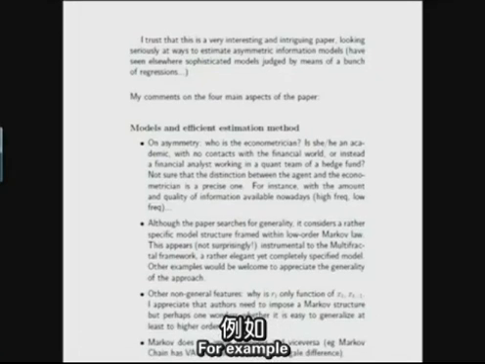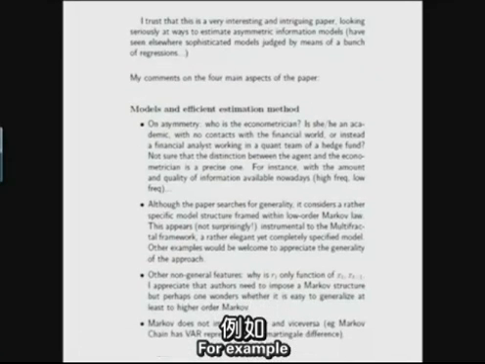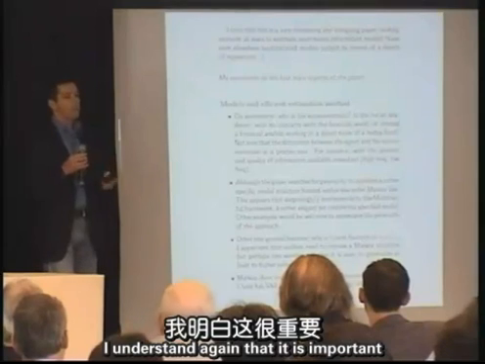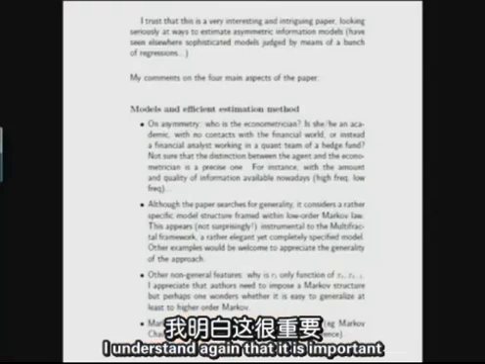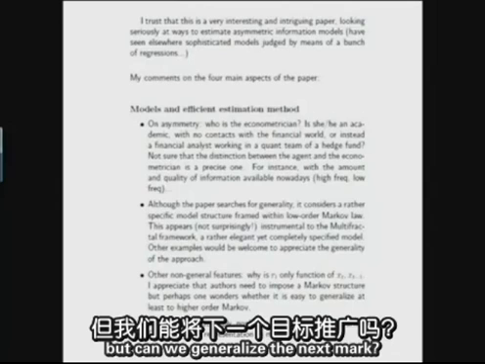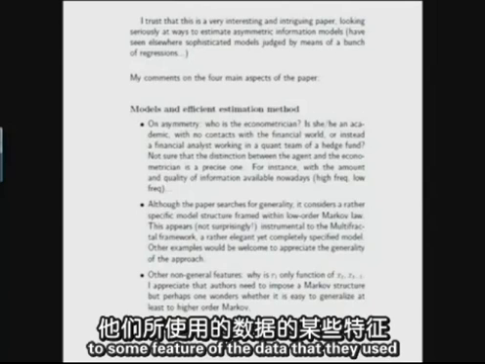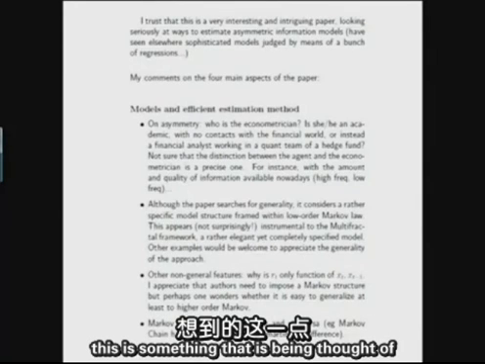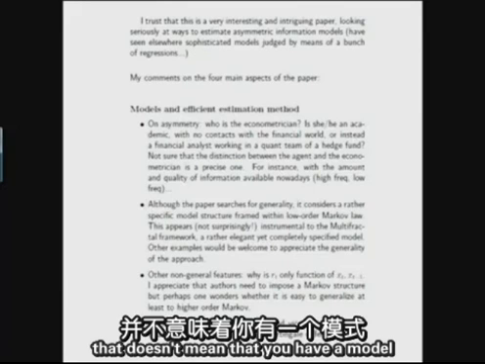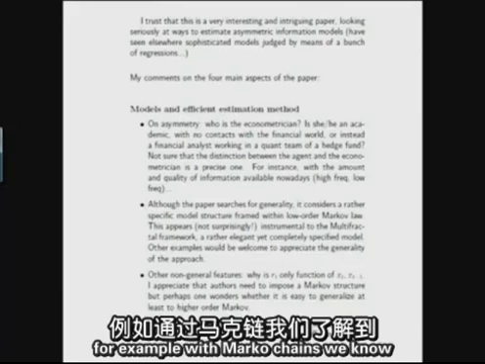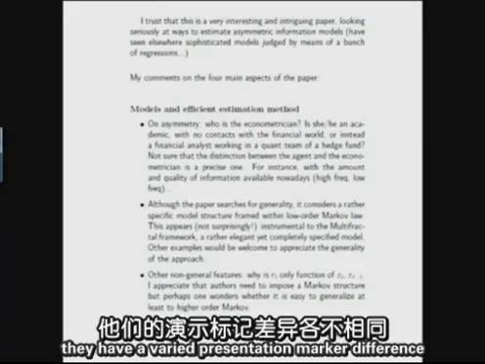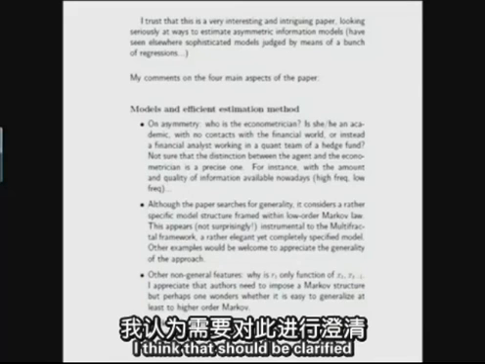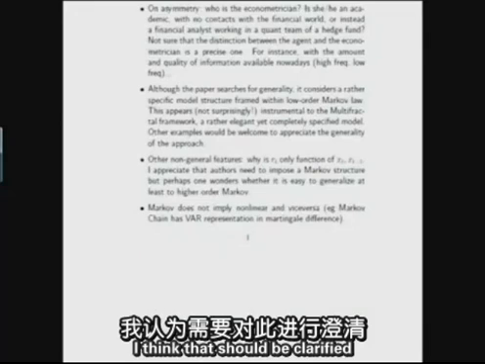Can you just scroll down? Maybe it's me. Okay. For example, other features, like these low order Markov features. I understand again that for computational reasons it is important, but can we generalize, for example, to higher order Markov? And this goes back also to some features of the data that they used. Remember, and this is something I've been positive about, that the fact that you have a Markov structure doesn't mean that you have a nonlinear model and vice versa. For example, Markov chains, we know, have a VAR representation, and you can cast this pretty easily with classical methods. So I think that should perhaps be clarified.